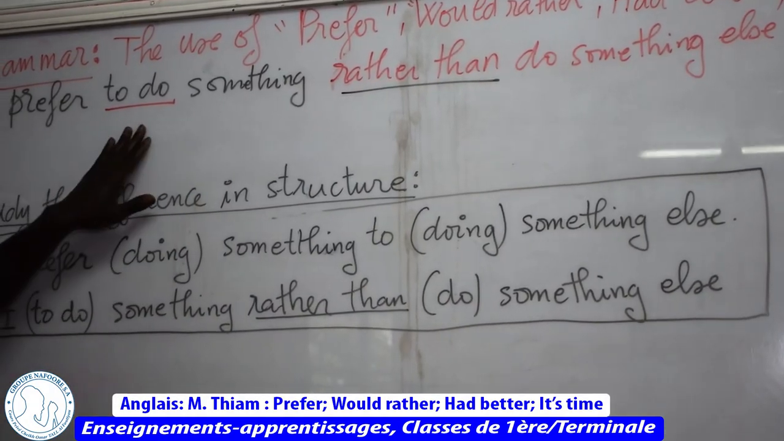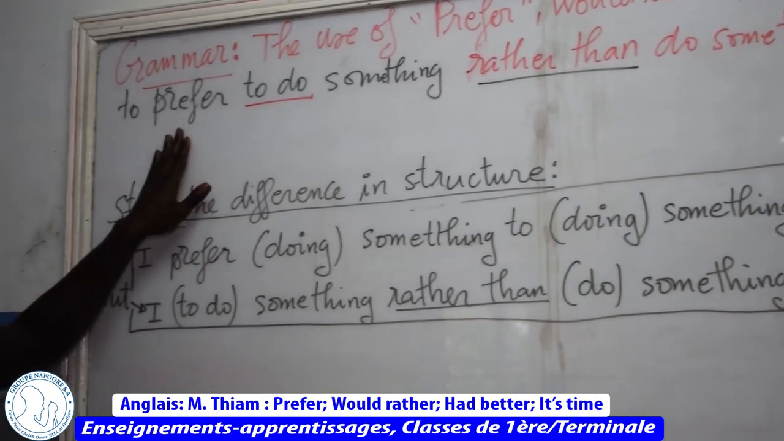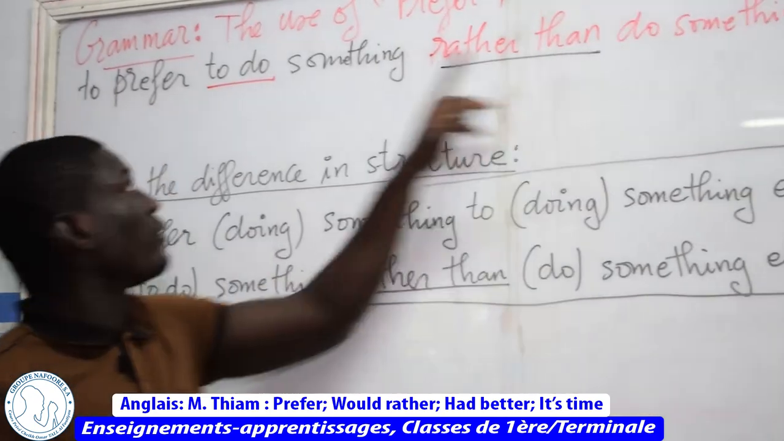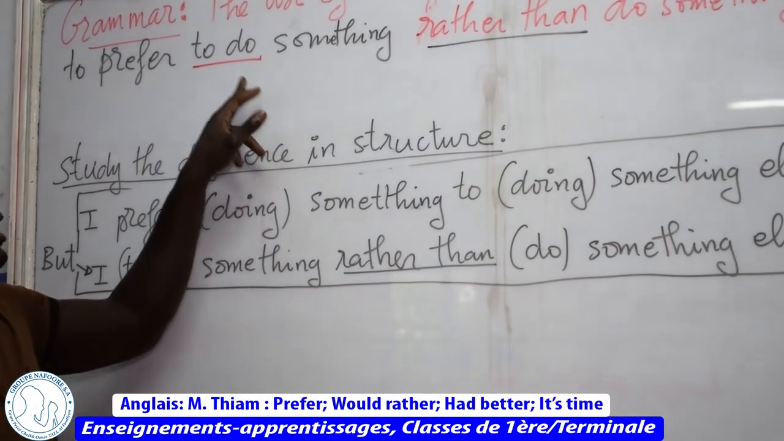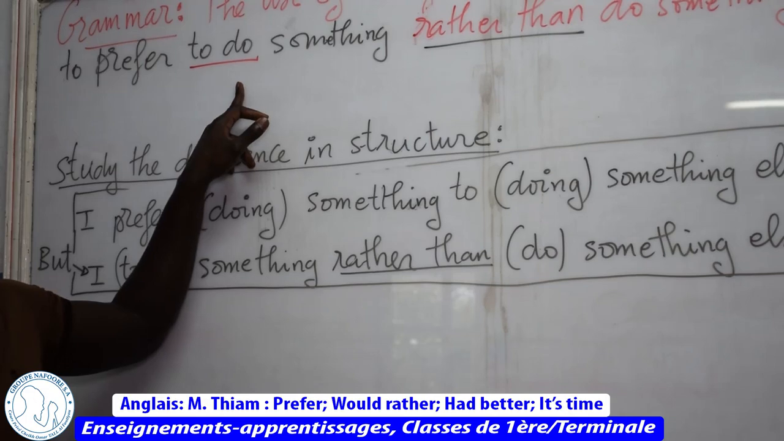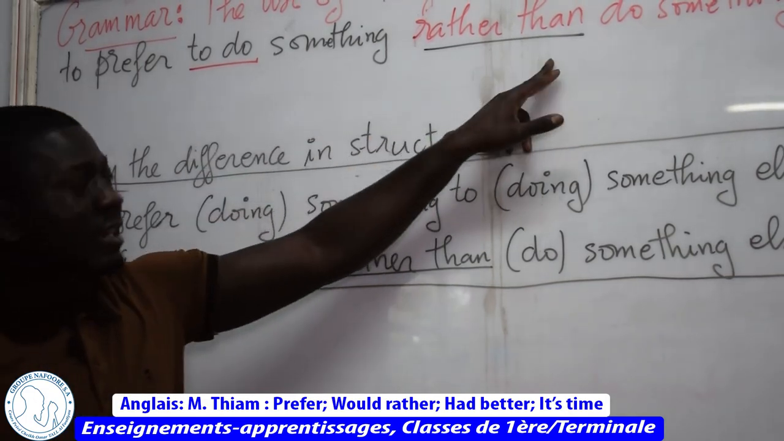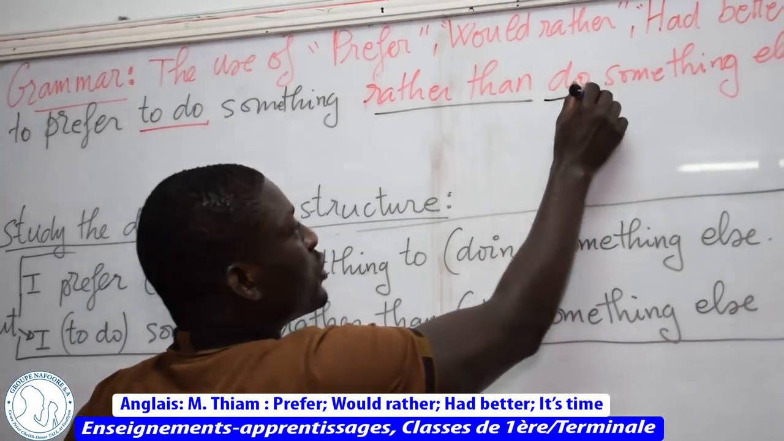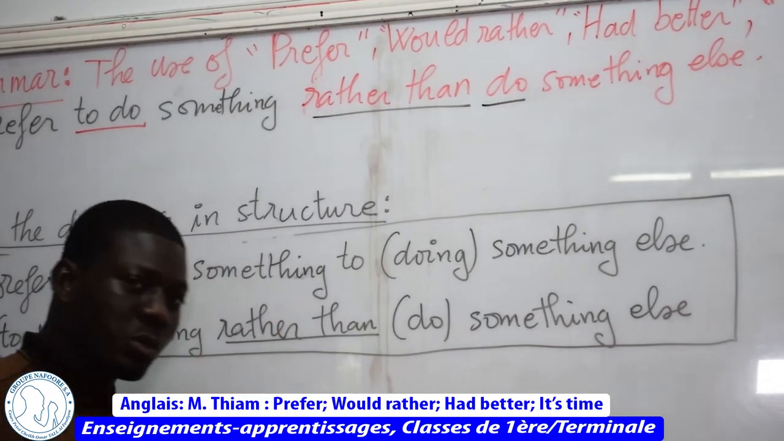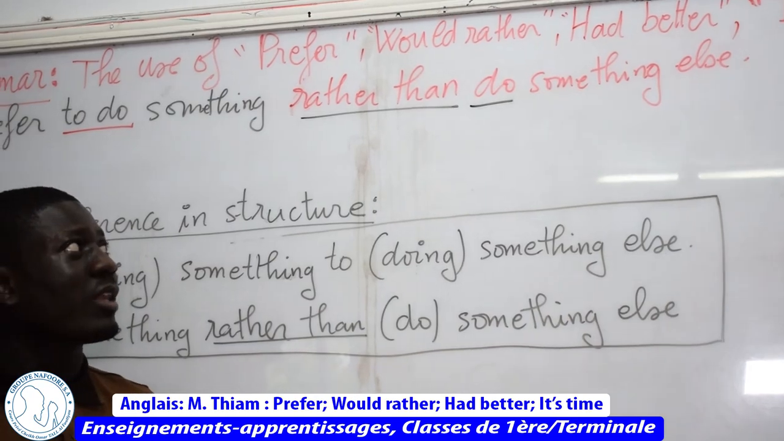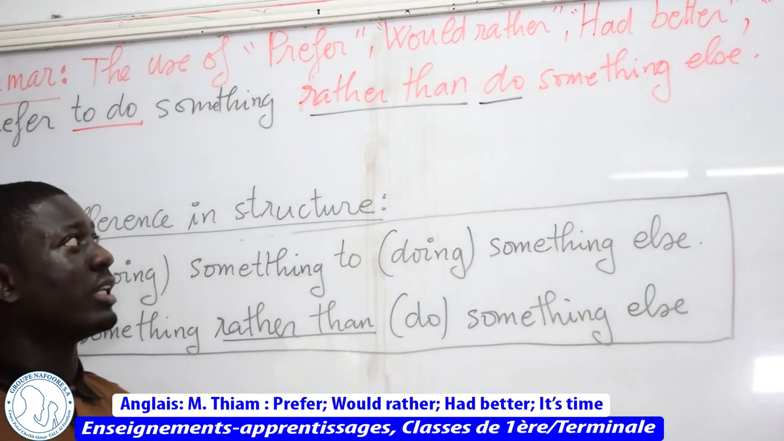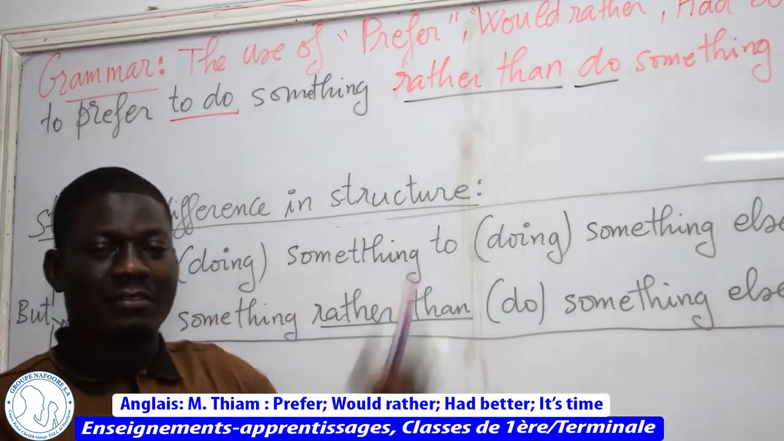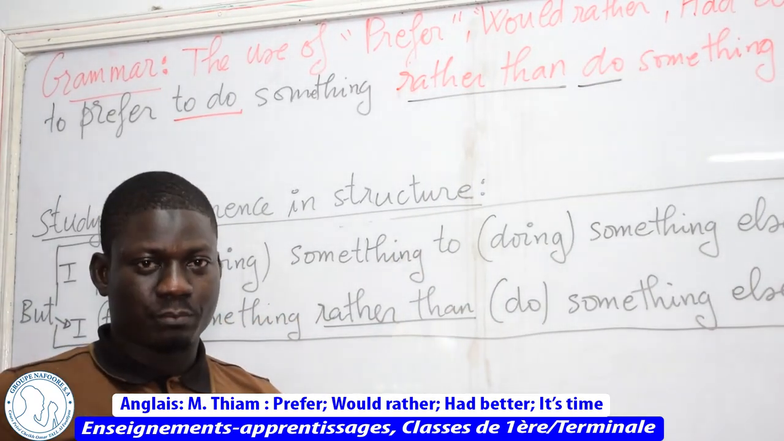Now, let's focus on this. I prefer, or to prefer to do something rather than do something. This is the infinitive form, and if it is used with the infinitive form, it's followed by rather than. And note the use of do. Here, do is not in its infinitive form, but in its base form, meaning after rather than, you necessarily have a base form, do.